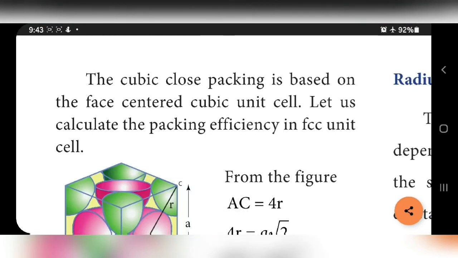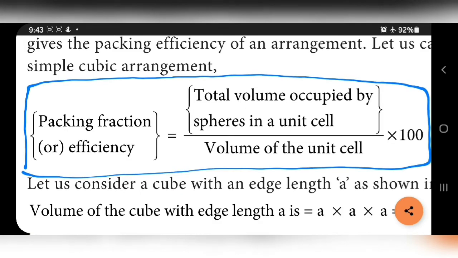Next topic, we are going to calculate the packing efficiency in the FCC unit cell. Already we calculated packing efficiency for body centered cubic and simple cubic by using this formula. Packing fraction or packing efficiency is equal to the total volume occupied by the spheres in the unit cell divided by the volume of the unit cell, into 100.